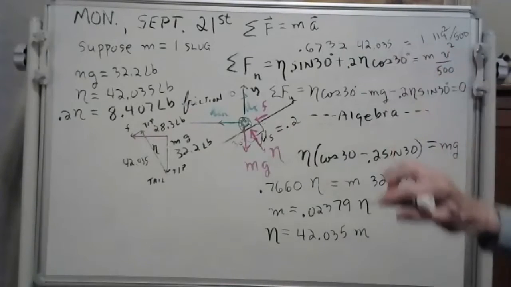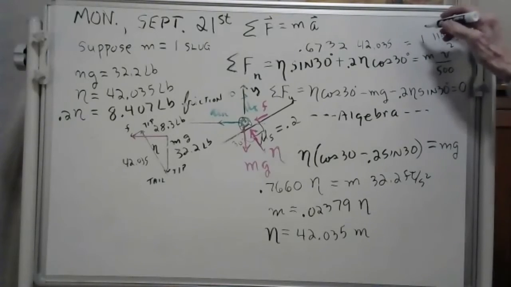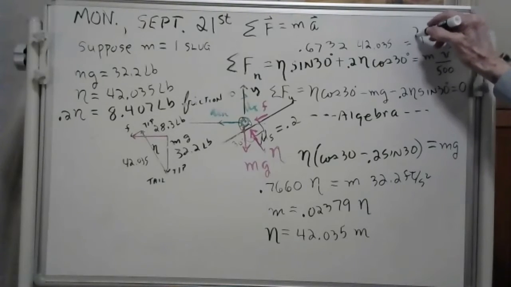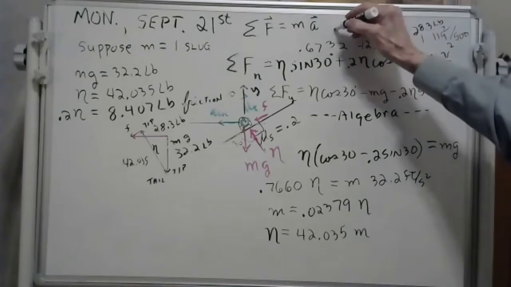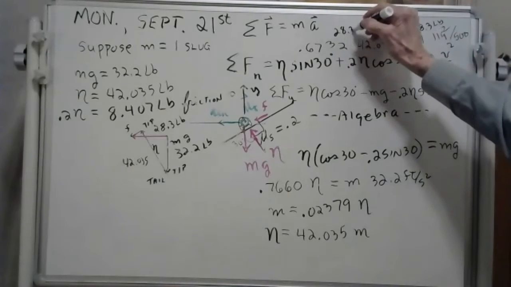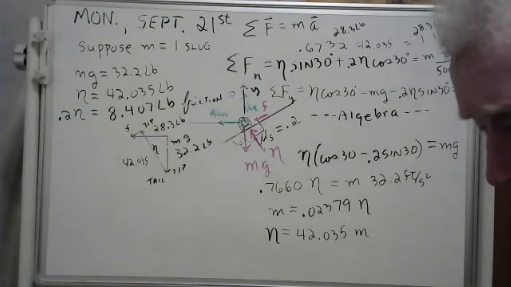Let's try it. 119 squared divided by 500. By Jove, I get 28.3 pounds on the right, and I get 28.3 pounds on the left. Newton's second law.